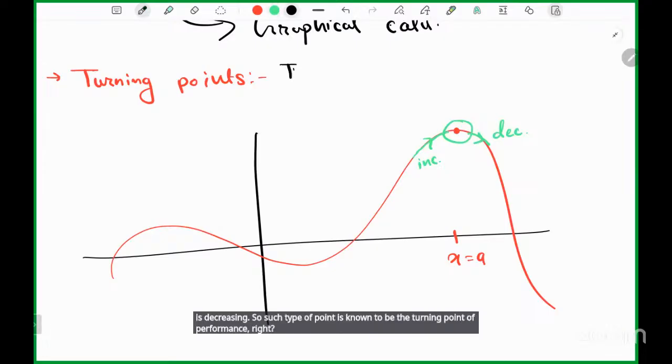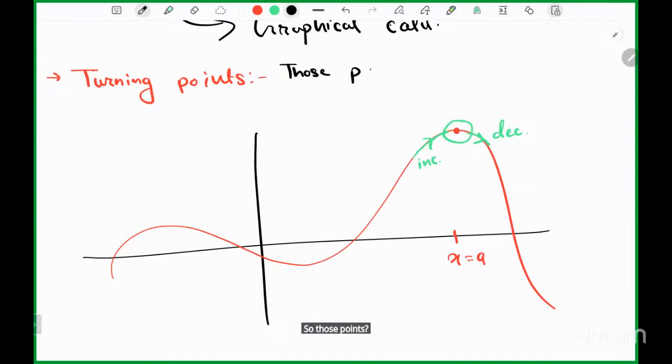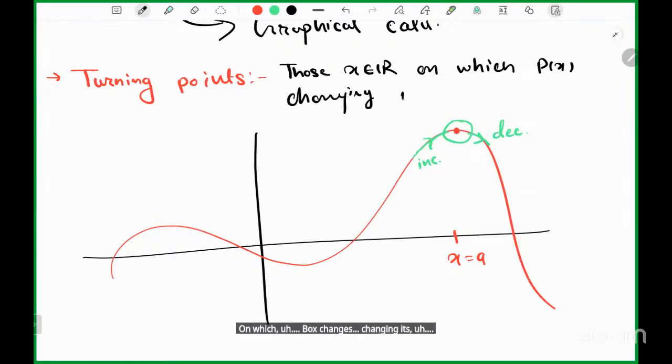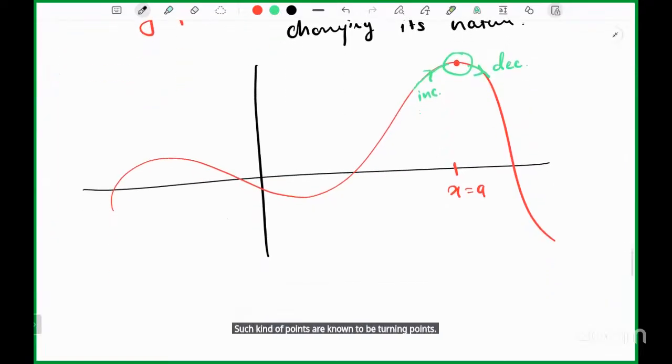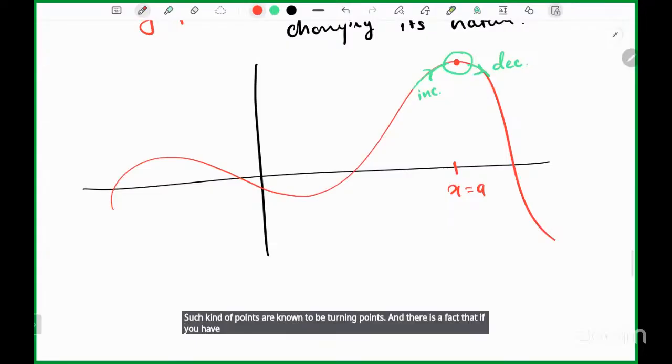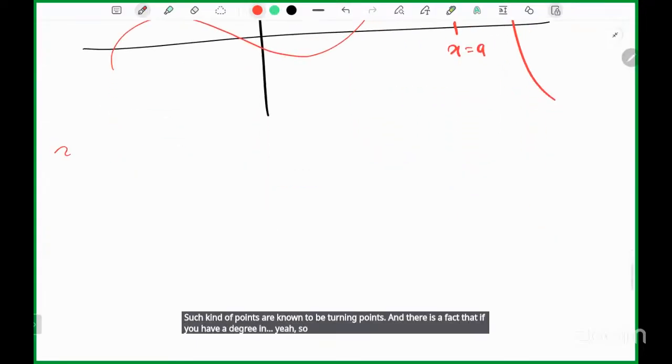So those points, or those x belonging to real numbers, on which p of x is changing its nature, you can say, right? That is either increasing to decreasing or decreasing to increasing. Such kind of points are known to be turning points. And there is a fact that if you have a degree n, yeah, so there are two remarks you can see.